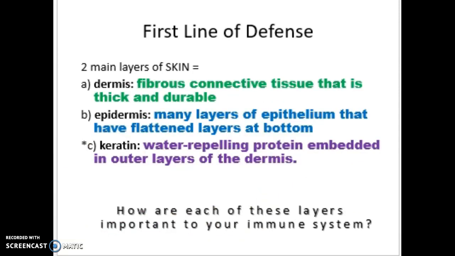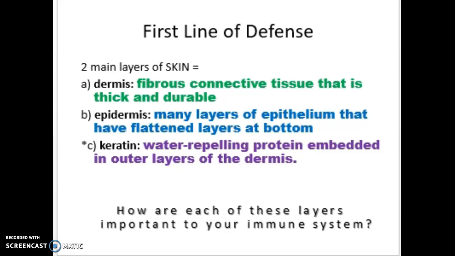There are two main layers to your skin, the dermis and the epidermis. The dermis is the fibrous connective tissue that is really thick and durable, and then the epidermis is many flattened layers of epithelium that have flattened layers at the bottom. Now, in some cases, your skin has keratin, and those are areas like your fingernails and on your hair. These are going to be water-repelling proteins embedded in those outer layers.